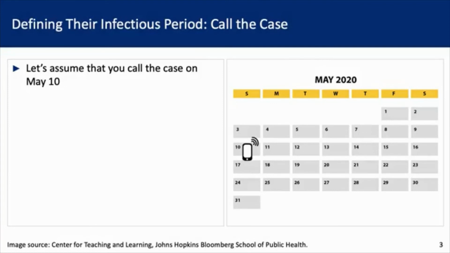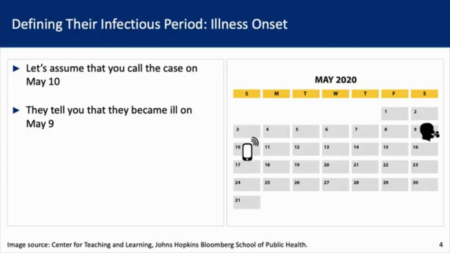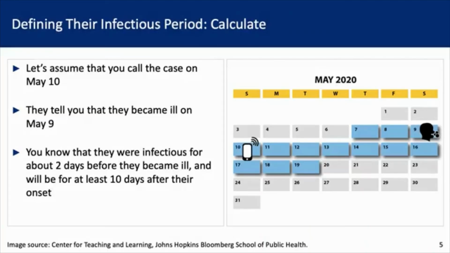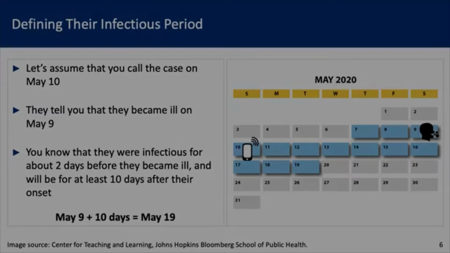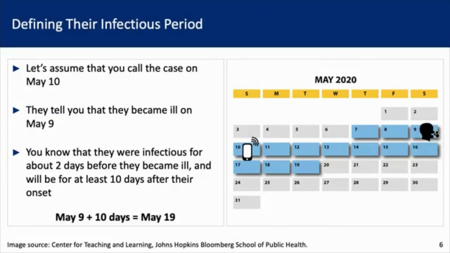So let's see practically what this will look like. Let's assume that you identify a case and you call them on May 10th. During the conversation with them, they tell you that they became ill on May 9th. So now you know that they were infectious for 2 days before they became ill, and they will be infectious for at least 10 days after their onset. So that means May 9th plus 10 days equals May 19th.